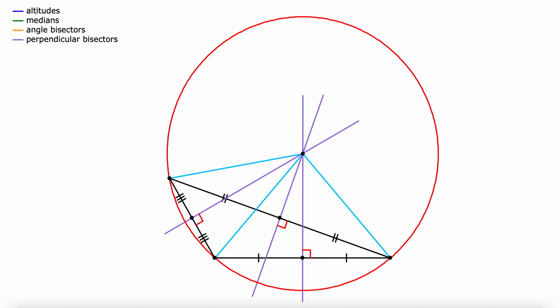The circumcentre is equidistant from all three vertices of the triangle, meaning the distance from the circumcentre to any vertex is the same. This distance is the radius of the circumcircle.